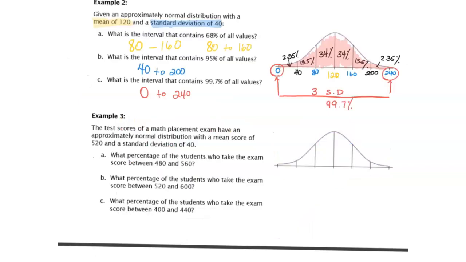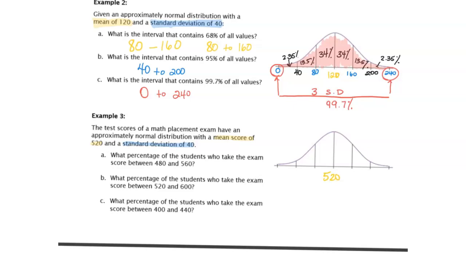Example number 3. The test scores of a math placement exam have an approximately normal distribution with a mean score of 520. That's important. Mean of 520. And a standard deviation of 40. So our second important piece of information. Let's go ahead and draw in our normal distribution curve. In the middle, we'd have our mean, which is 520, and our standard deviation of 40.